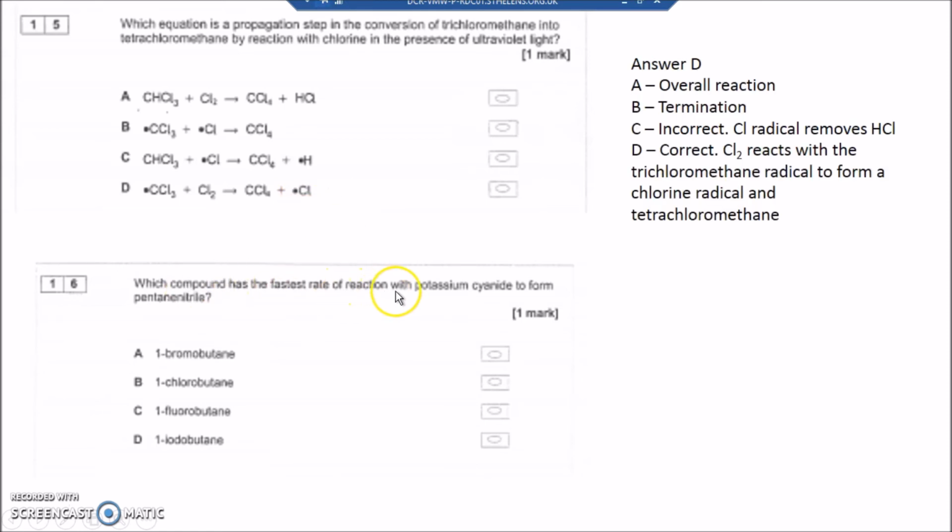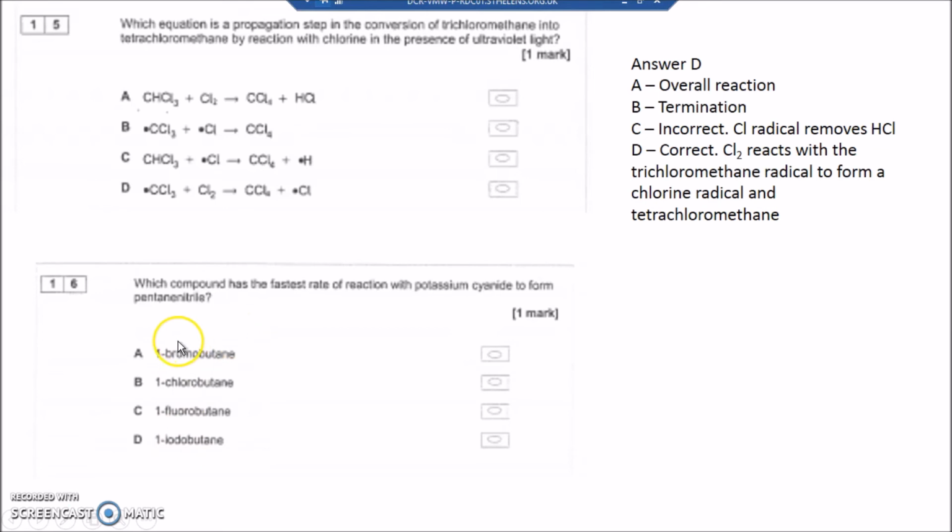Which compound has the fastest rate with potassium cyanide to form pentane nitrile? So which one of these will react with potassium cyanide? A cyanide ion is a CN- with a lone pair on it. It attacks the carbon bonded to a halogen, and then either the Br, the Cl, the F, or the I is released, so the bond breaks. So as the CN- ion and the lone pair bond to the C, then you need the Br, Cl, F or I bond to break, the electrons to move from the bond onto the Br, Cl, F or I and make a Br minus ion, a Cl minus ion, an F minus ion or an I minus ion.